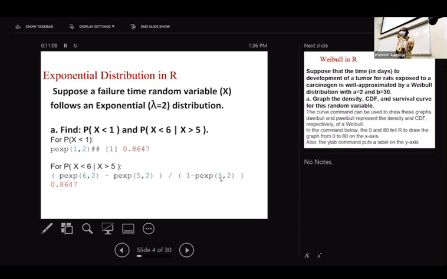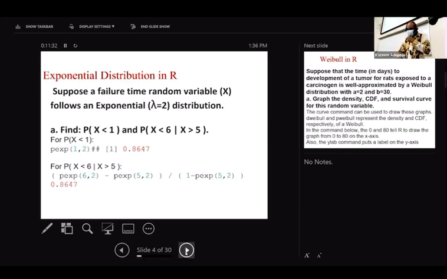Look at that. If you take a look at this, you are getting the same result, right? This confirms the memoryless property of an exponential distribution. So what I just showed you now is how to compute exponential probability with the software R. Okay, that is how to go about that.